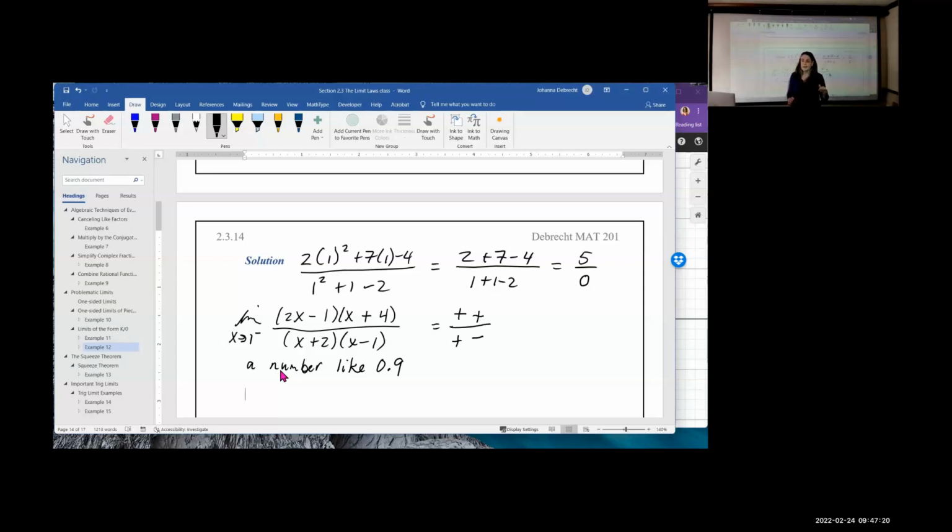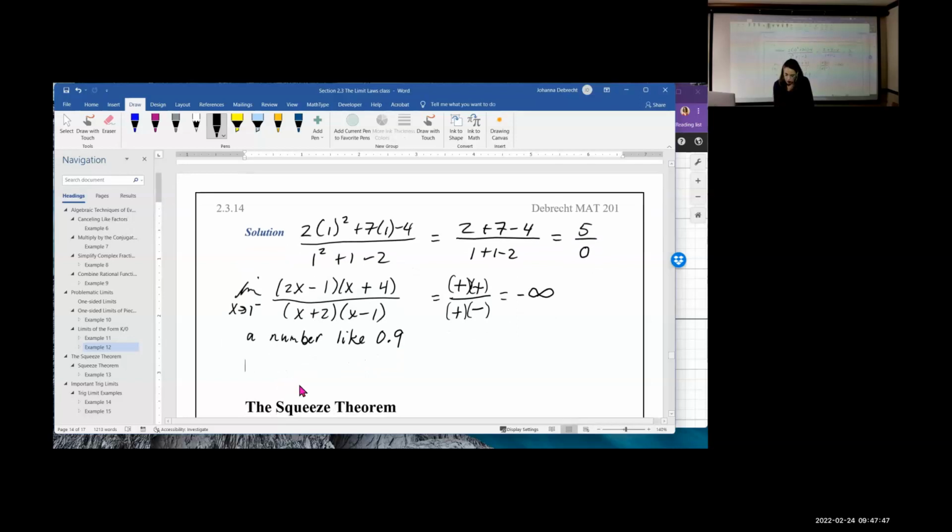So if I have a positive times a positive over a positive times a negative, does it end up positive or negative? Remember, you're multiplying. Negative. Yes. So this gives me negative infinity. All right. Now we're going to repeat the process with a number like 1.1 above.